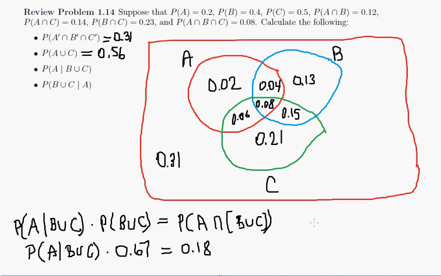And so dividing, we get that the probability of A given B union C will be 0.18 divided by 0.67. Doing the division, 18 divided by 67 is about 0.2687.